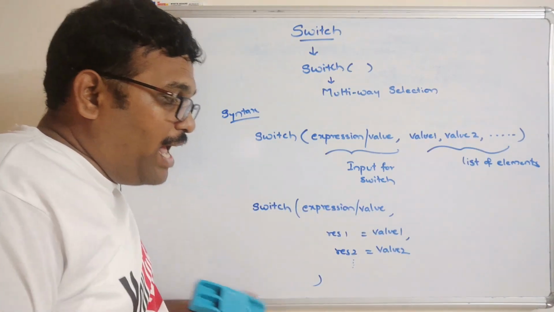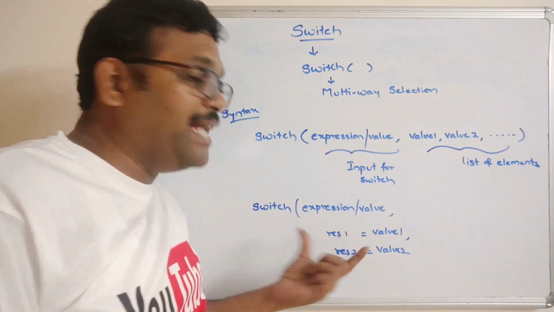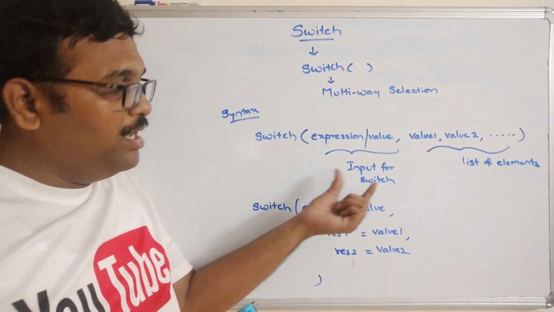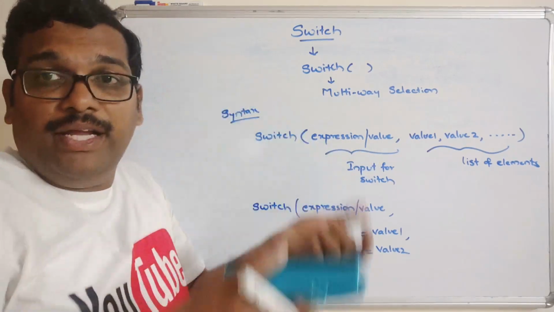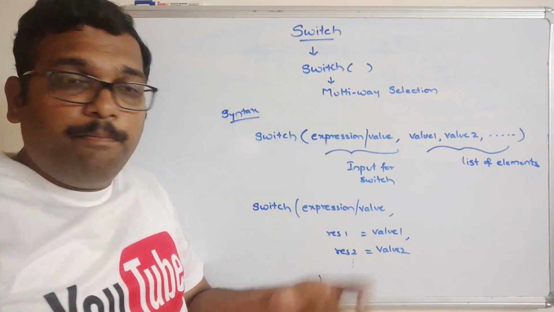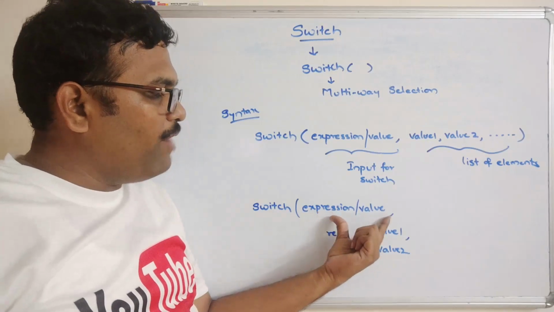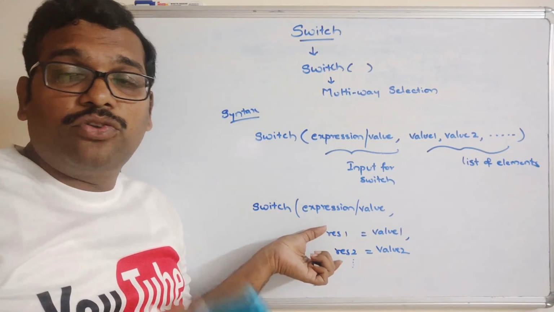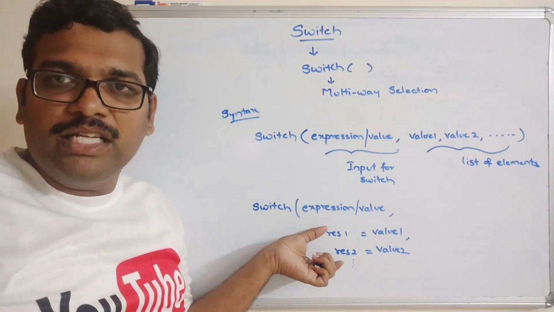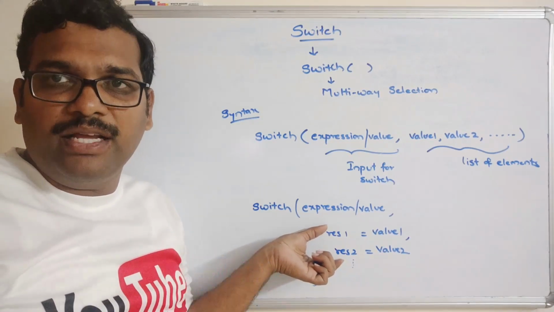And what happens if it doesn't match? Previously we said that if the expression or value is given out of range, it will return null. But here, if the expression or value doesn't match any one of the cases, then the unnamed case will automatically get executed.